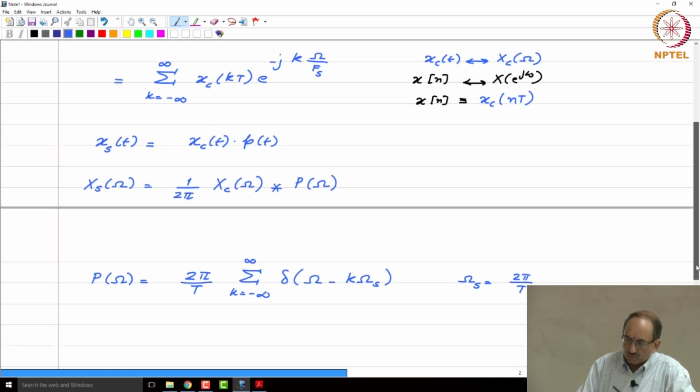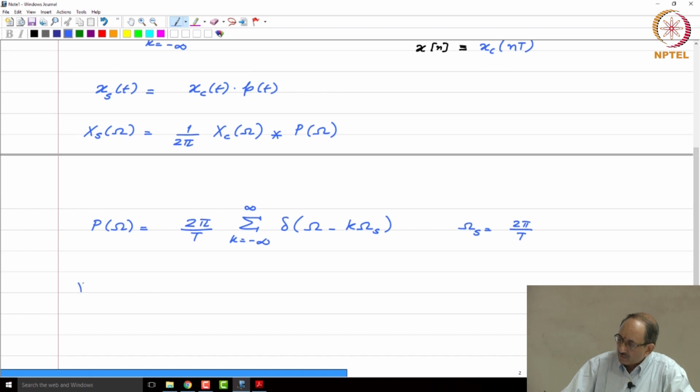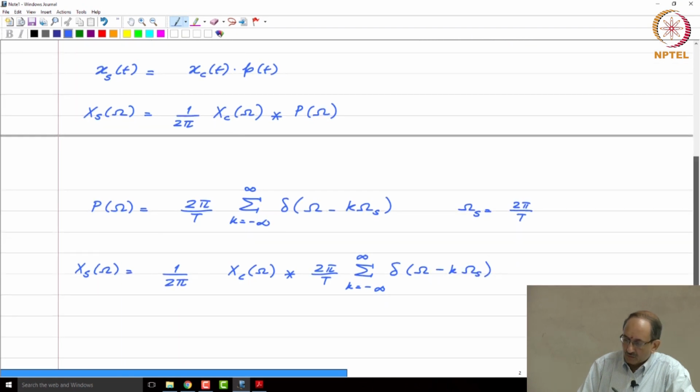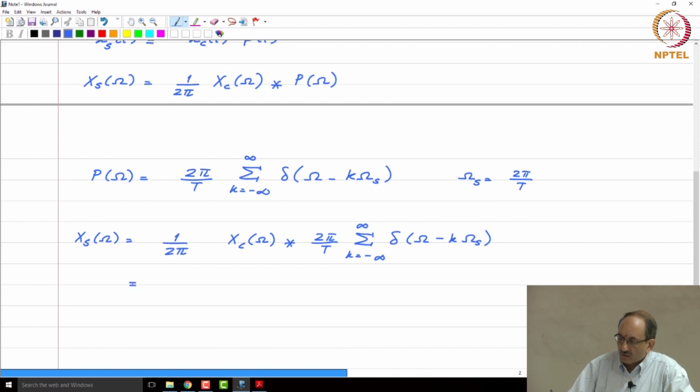So, this is all from what you have learnt in the previous course, and hence xs of omega is now 1 over 2 pi xc of omega convolved with 2 pi by cap t, sum over k going from minus infinity to plus infinity, delta of cap omega minus k times omega s. All I have done is I have just replaced the corresponding expressions for xc of omega and p of omega. So, the 2 pi cancels. So, this becomes 1 over t, and then when you convolve something with an impulse train, it periodically replicates whatever you are convolving with. Therefore, this becomes the sum over k going from minus infinity to plus infinity xc of omega minus k omega s.